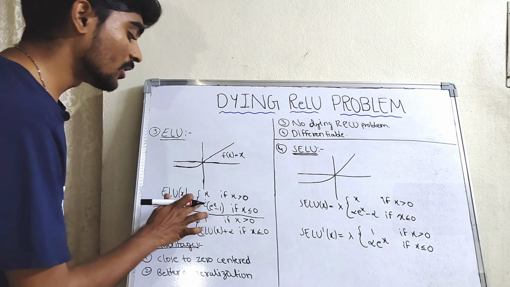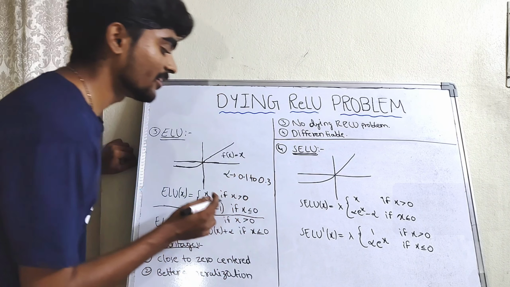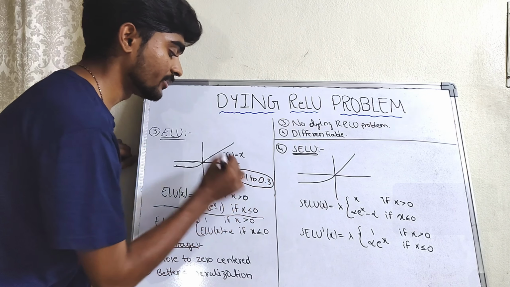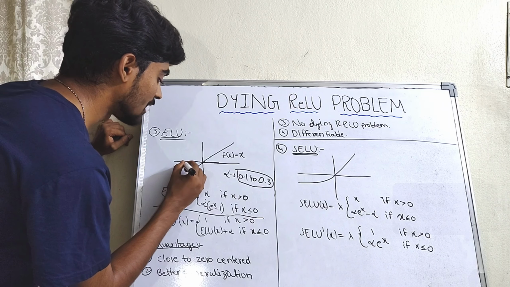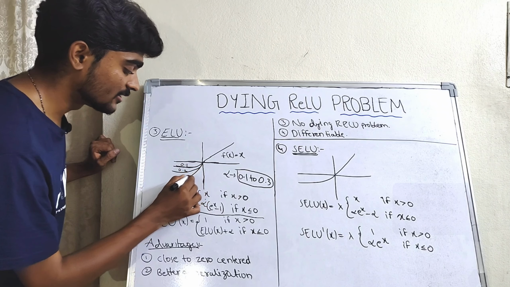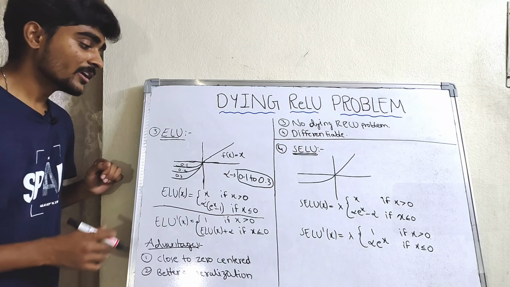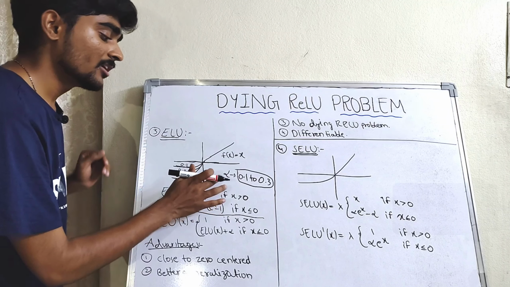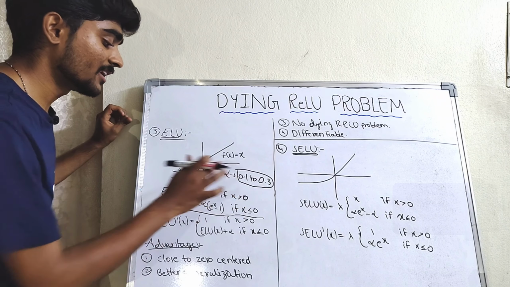You might have a doubt about the value of alpha. Generally the value of alpha ranges from 0.1 to 0.3. This is the graph of the negative side when alpha is equal to 0.1. When you further increase the value of alpha, the graph changes in this way, and when you increase alpha to 0.3, the graph changes in this way. This is how the graph changes based on the value of alpha. This alpha is a hyperparameter.